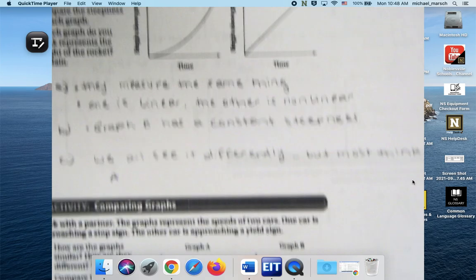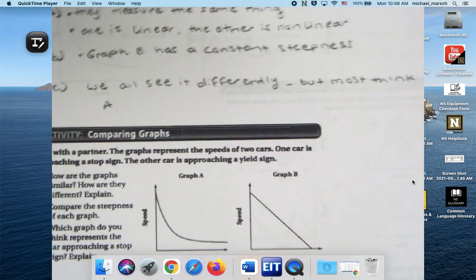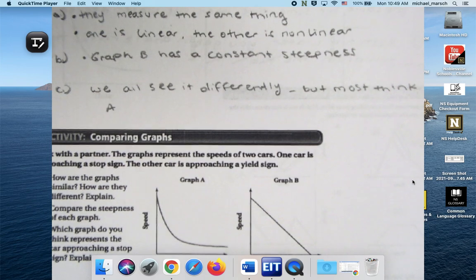All right, we've got something similar here. We're comparing graphs again. Oh, do you guys need more time to copy that? No?